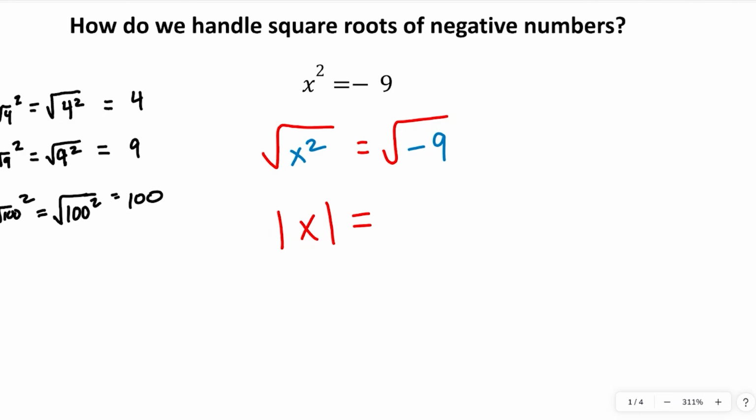So hopefully you're seeing this pattern here, right? So the square root of negative 9 squared should be, if we're following this pattern, right? The square root of 4 squared is 4, the square root of 9 squared is 9, the square root of 100 squared is 100. So the square root of negative 9 squared is negative 9. And so we see now, hopefully you see, that there is a number that if you square it, you get negative 9. And that number is the square root of negative 9.